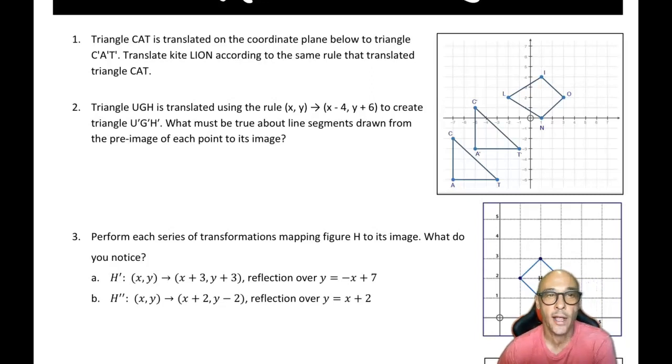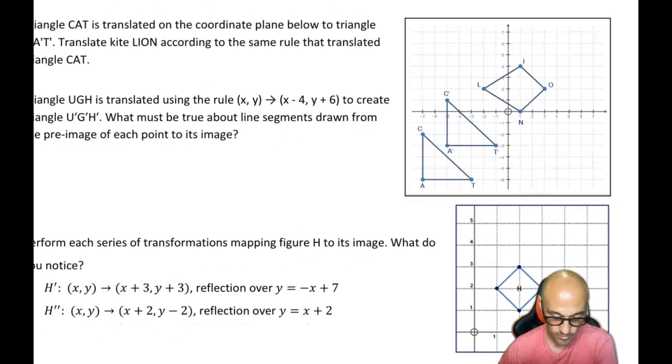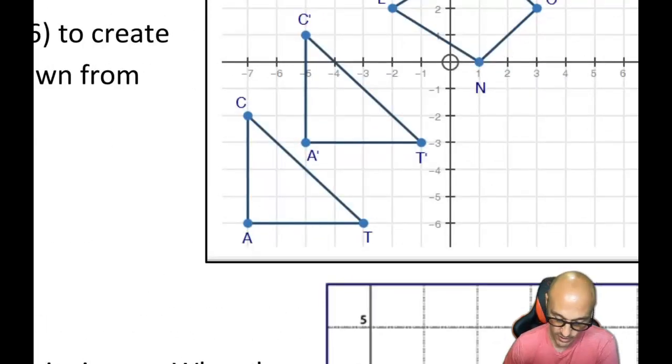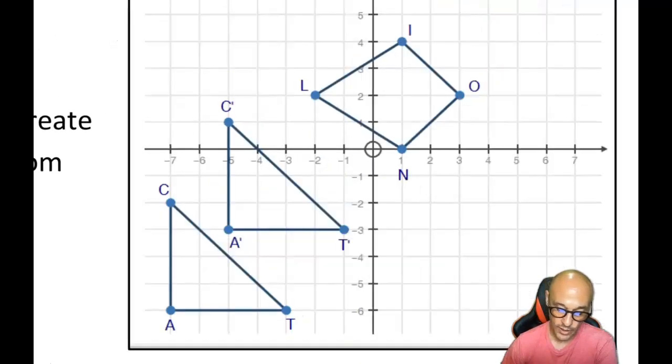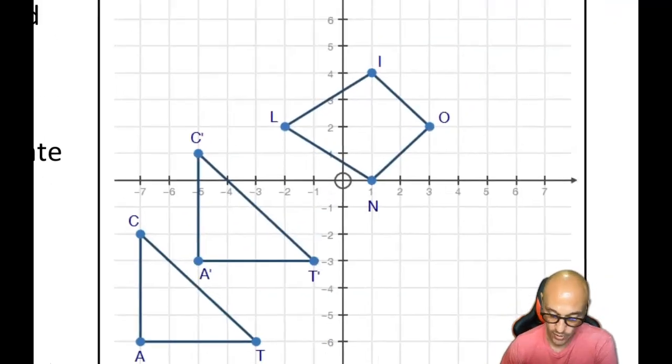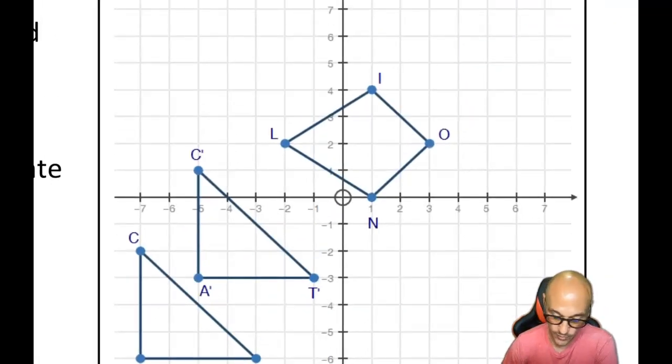Triangle CAT is translated on the coordinate plane below, or to the right really, to triangle C prime A prime T prime. Translate kite LION according to the same rule that translated triangle CAT. So what I notice is that A goes to the right 2 and up 3, T to the right 2 and up 3, and C to the right 2 and up 3. So we need to go to the right 2 and up 3 with all of our points here.